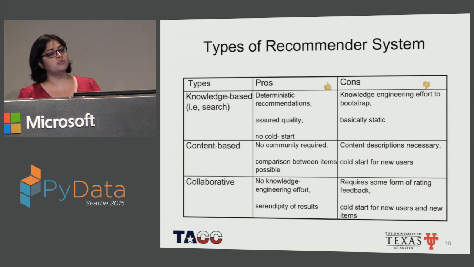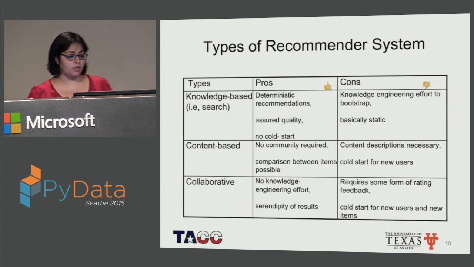The most widely used type of recommendation is the collaborative filtering technique. It has the cold start problem for new users and new items. However, it gives you very innovative and very accurate recommendations. We'll see how it works.